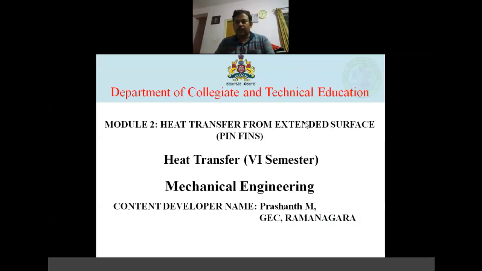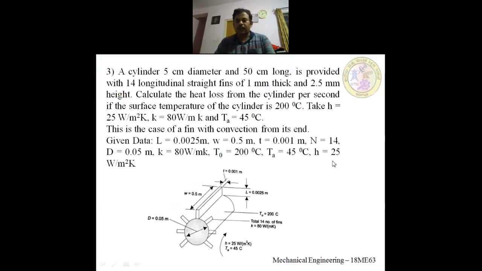Okay, so in the last class, we discussed fin efficiency, which is defined as the ratio of heat lost with fin to heat lost with fin if the entire surface of the fin is maintained at base temperature. Next, fin effectiveness. From fin effectiveness, we know whether putting a fin is useful or not, and we have solved some numericals. In today's class, we will solve some more numericals.